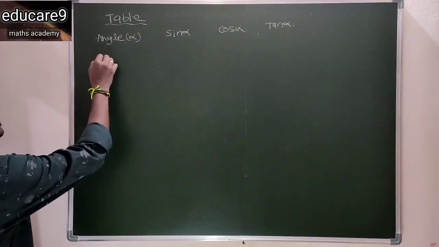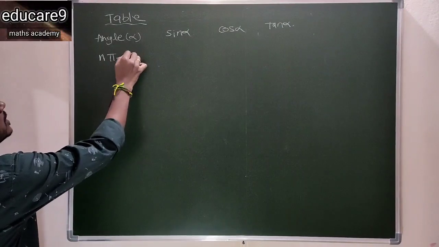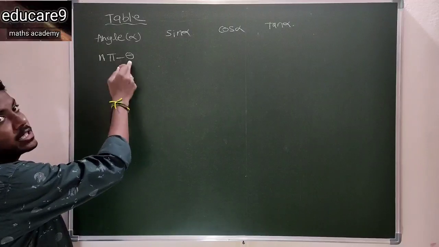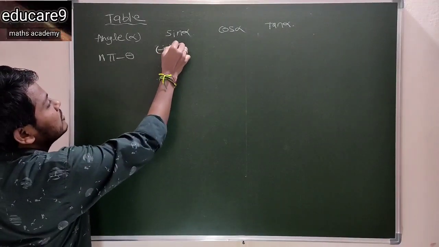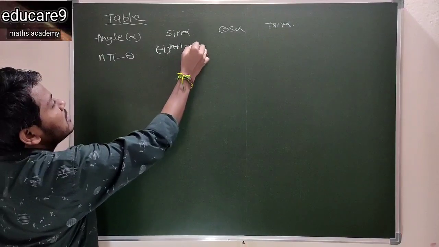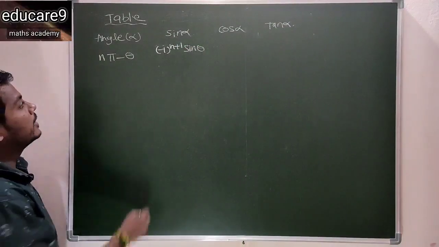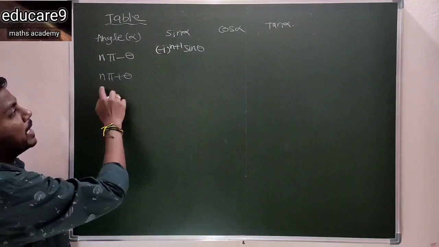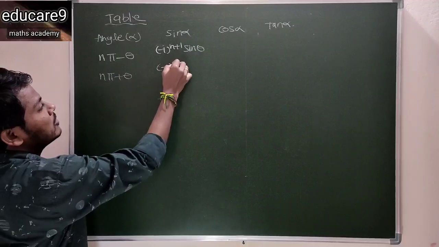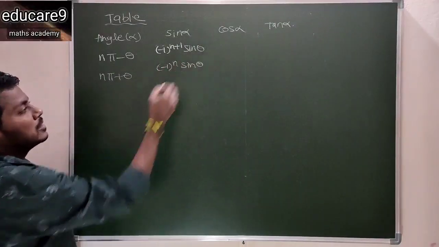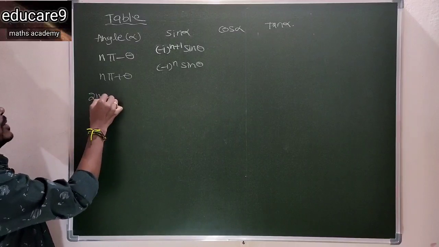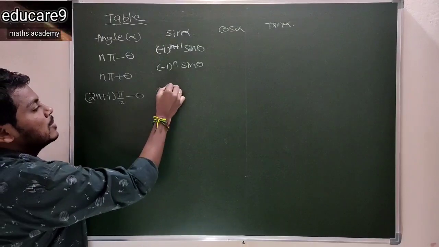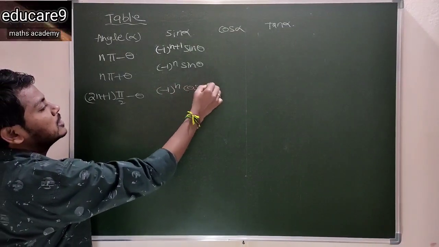So first, n pi minus theta. In that case, sin of (n pi minus theta) can be written as (minus 1) power (n plus 1) sin theta. Okay. Next, n pi plus theta. So sin of (n pi plus theta) is (minus 1) power n sin theta. Next one, (2n plus 1) into pi by 2 minus theta. So this is (minus 1) power n cos theta.